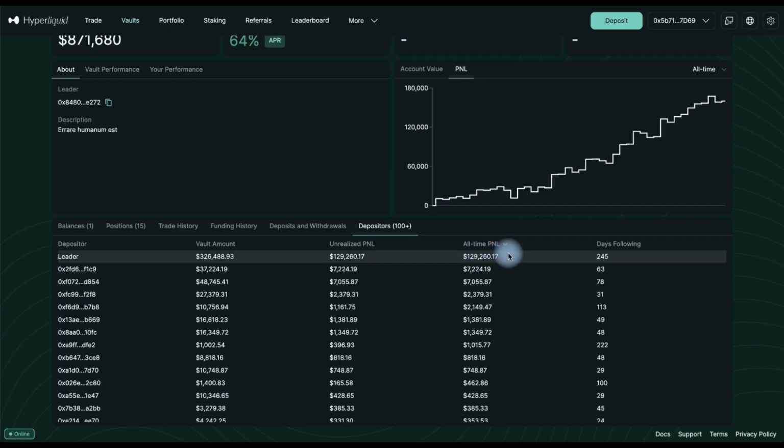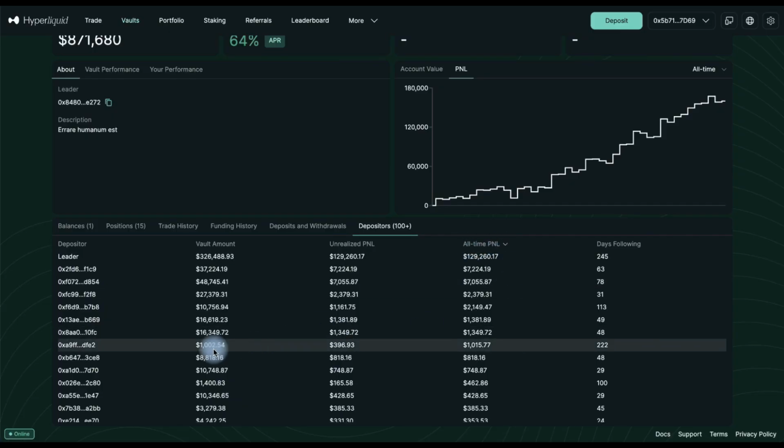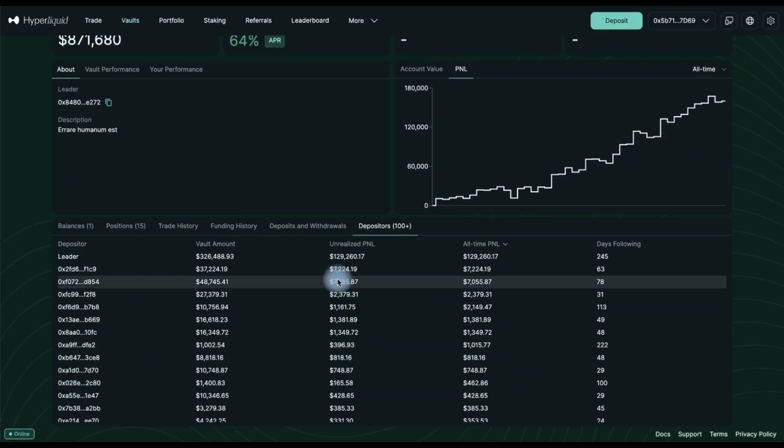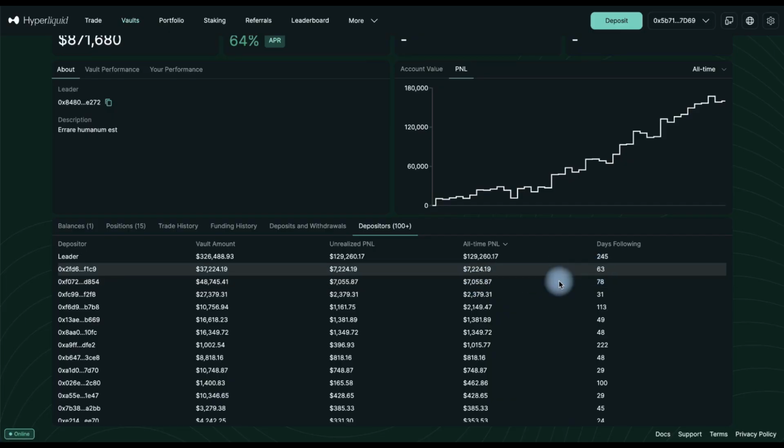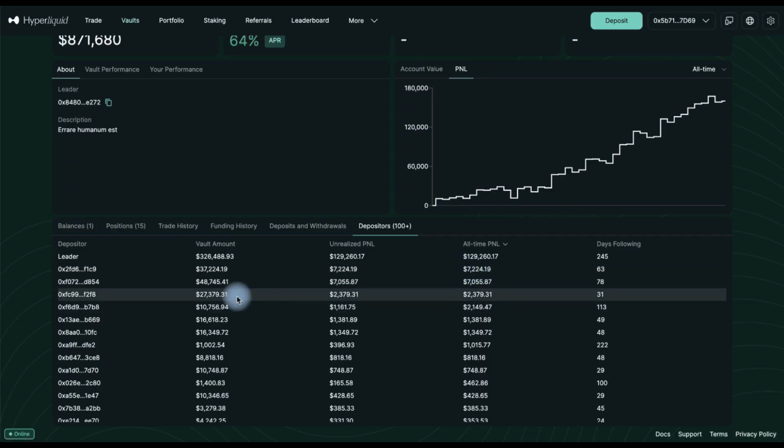For example, here someone deposited $1,000 222 days ago and is already in profit by $1,015. That is, earned more than twice. Here we see that quite a lot of users earned well. For example, here someone who kept money here for 2 months and deposited $37,000 earned $7,200. Someone who deposited $27,000 for 31 days earned 2,300 something.